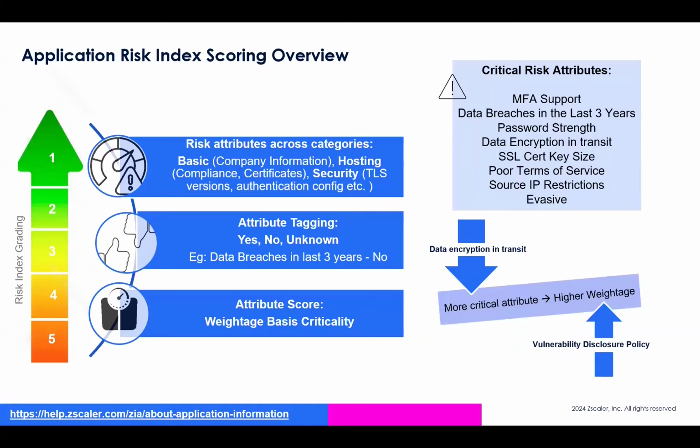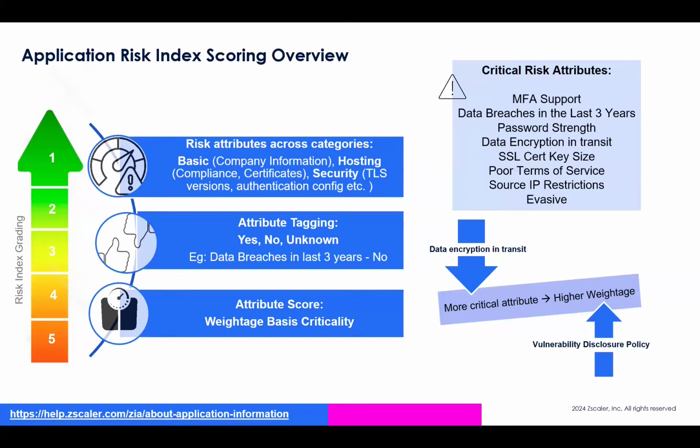Before we continue, here's a brief aside so you can understand how application risk index scoring works. Zscaler assigns a risk score to cloud applications based on a number of attributes. For example, do they support MFA? Have there been data breaches for this application in the last 3 years? Are there password strength requirements? Is data encrypted in transit? Does the application have poor terms of service? Are there source IP restrictions that are configurable or in place for the application? And so forth and so on.